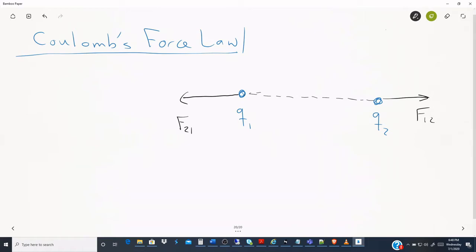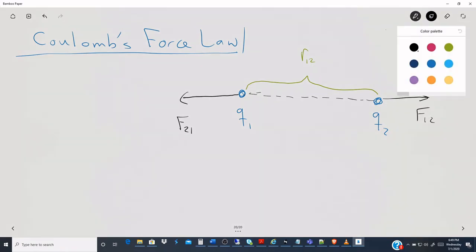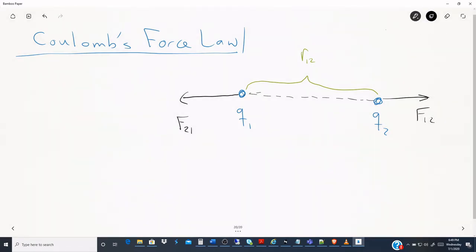A relevant variable for describing this force is the distance between the two charges. So I'm going to represent that distance by r12. So r12 is the distance between charge 1 and charge 2. And there are basically 3 rules for this force. It is directly proportional to the product of the charges, and it is inversely proportional to the square of the distance between them. So the product of the charges is Q1 times Q2. The distance squared between the charges is r12 squared, and I need to do a proportionality.